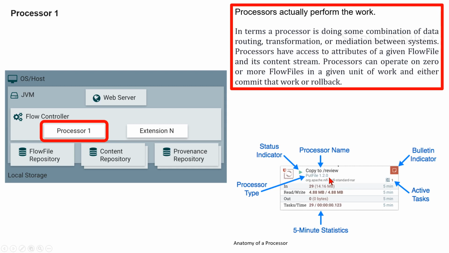Processor type. NiFi provides several different types of processors in order to allow for a wide range of tasks to be performed. Each type of processor is designed to perform one specific task. The processor type put file in this example describes the task that this processor performs. In this case, the processor writes a flow file to the disk or puts a flow file to a file.